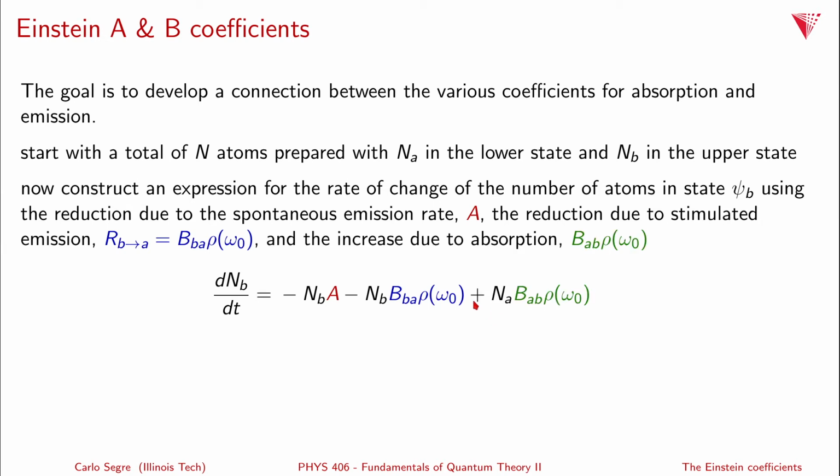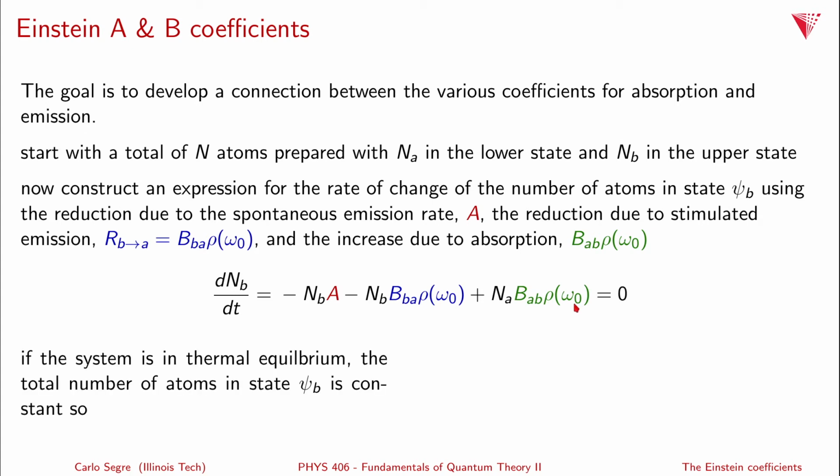And then finally you have the increase due to the absorption, and we know that the absorption will give you N sub a, the number of particles that are in the lower state, times the transition probability B sub AB times the density of radiation rho of omega sub 0. And this whole sum has to be equal to 0 if you're in equilibrium, where there's no change in the number of atoms in state B.